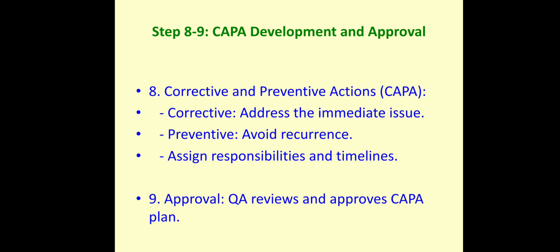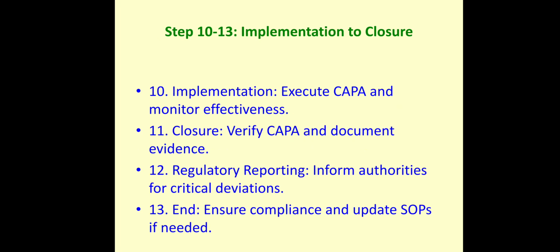Then we'll see step 9. The step 9 is related to review and approval. The CAPA plan undergoes review and approval by the quality assurance team and ultimately by the quality head. Now we'll see step 10. The step 10 is related to the approved CAPA plan being implemented. The effectiveness of the action is closely monitored to ensure its success. Means it is just to ensure that the particular CAPA is implemented and that CAPA is effectively working.